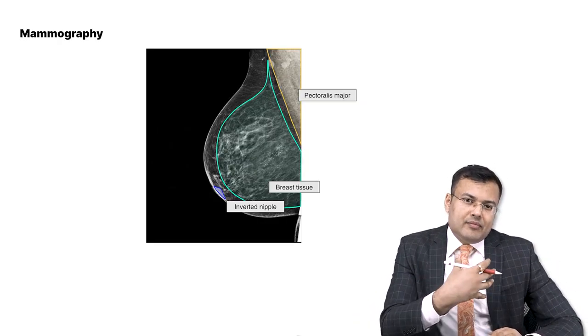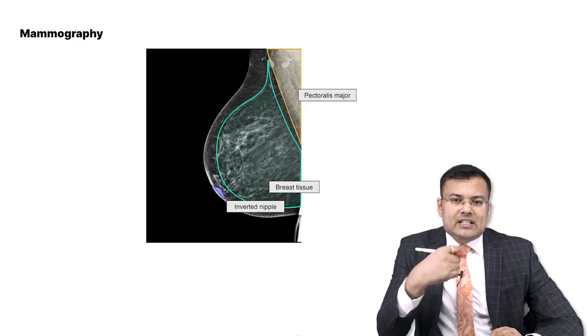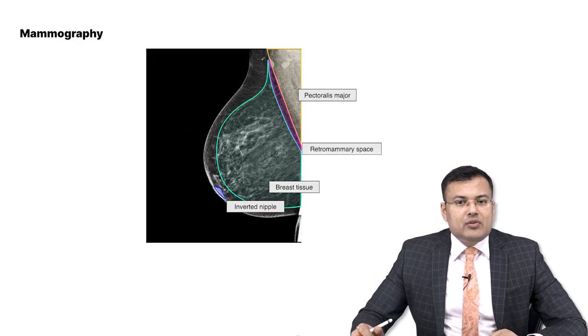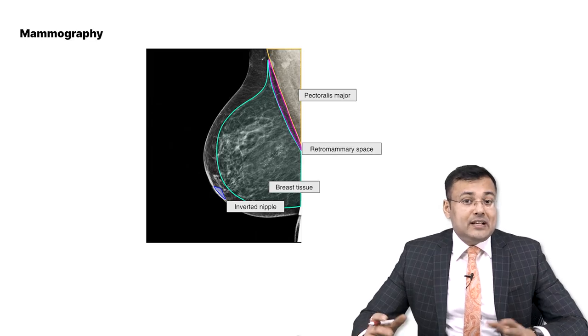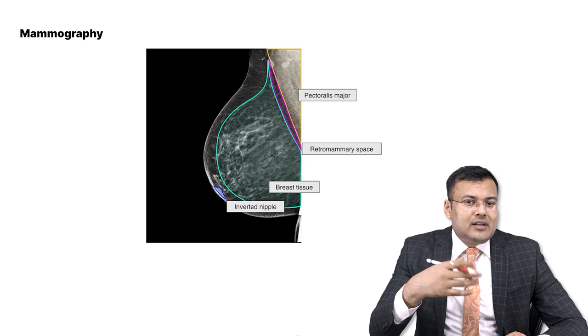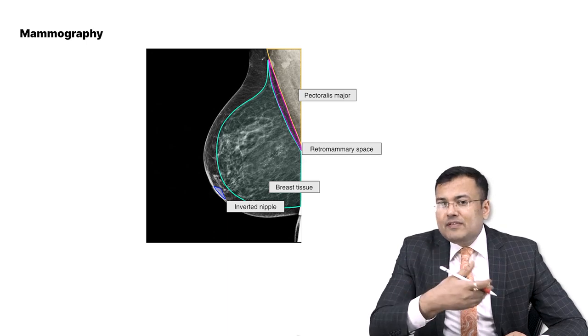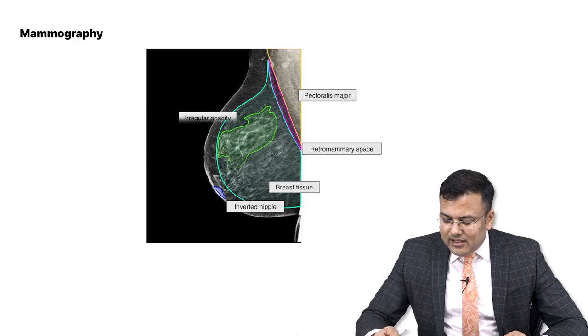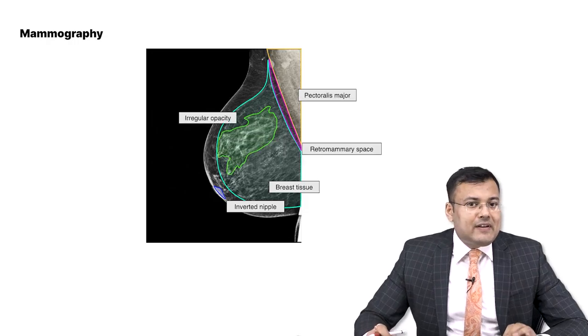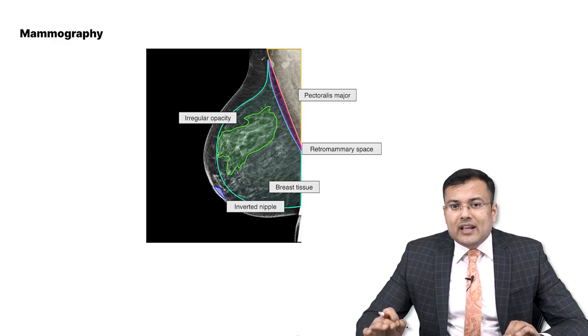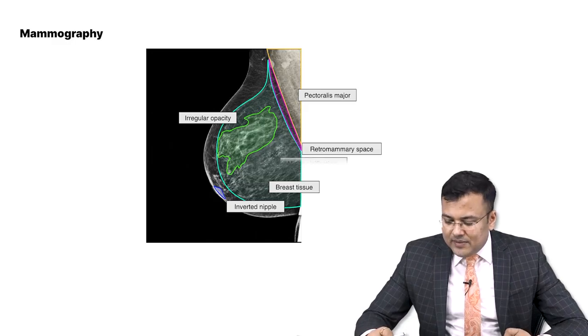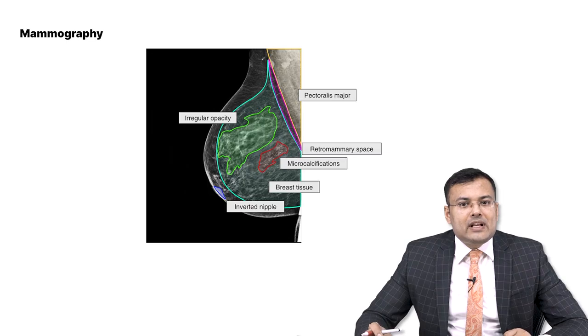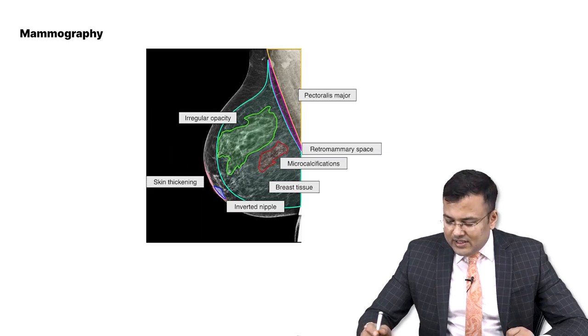So the space in between the breast tissue and pectoralis major is known as what? Retromammary space. In carcinoma breast, there is obliteration of this retromammary space. Another thing you are going to notice is that the opacity has an irregular margin. You can also notice microcalcification and skin thickening.